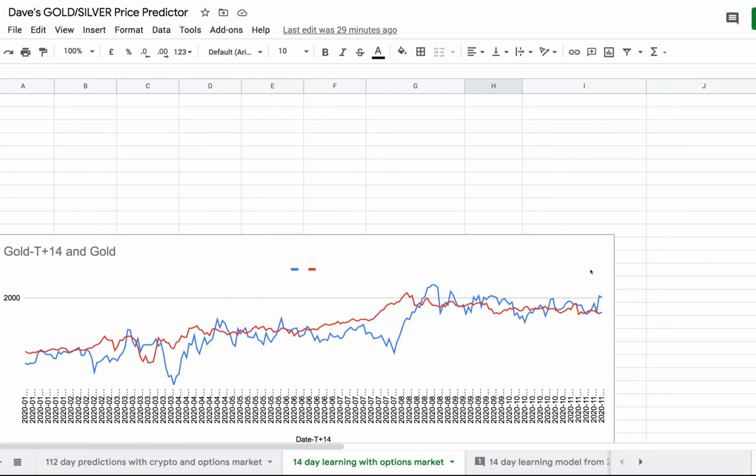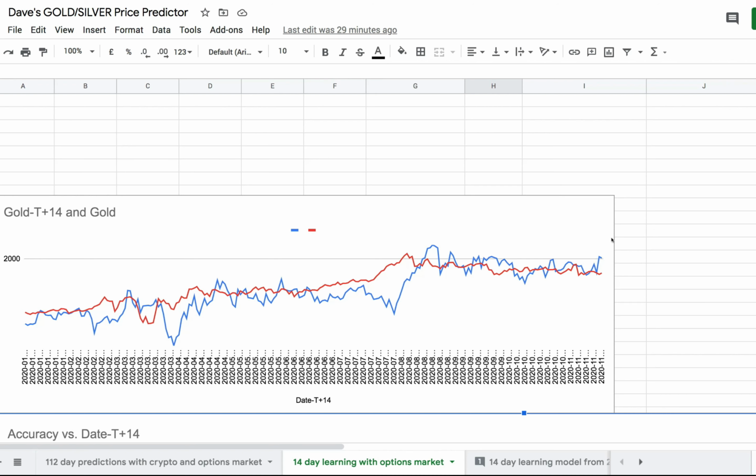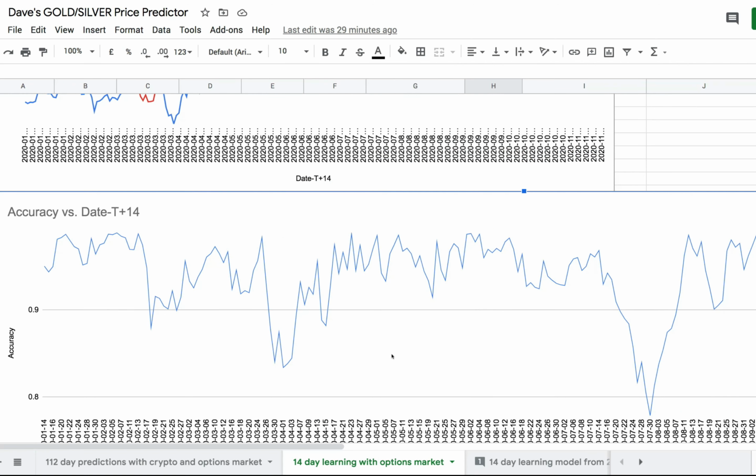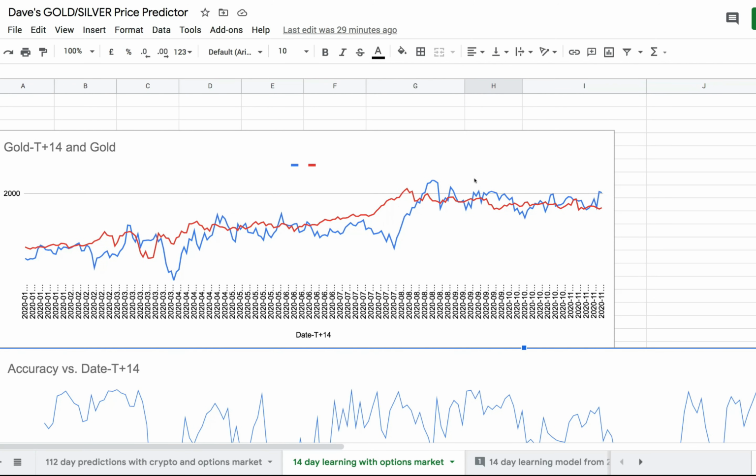So if you look at how gold is predicted over a 14-day period, it's relatively accurate. There are some external events that make it inaccurate, and there are some changes in prices that it cannot predict very well. But overall, it is pretty good at predicting the price.